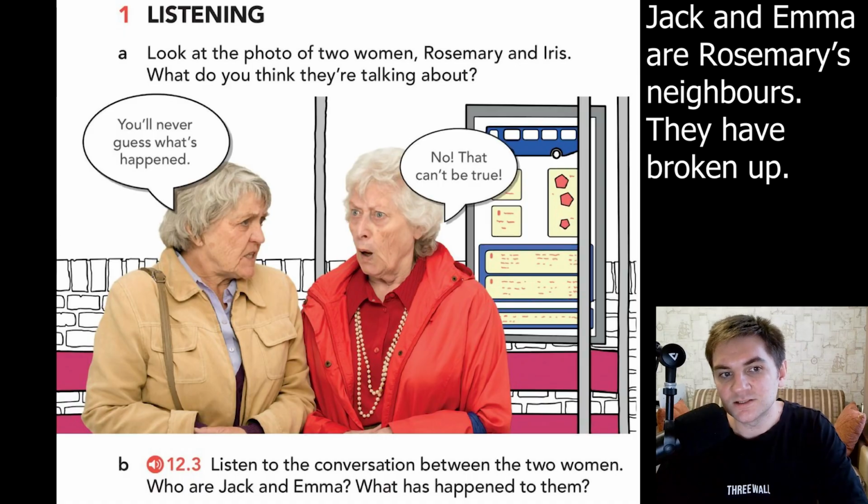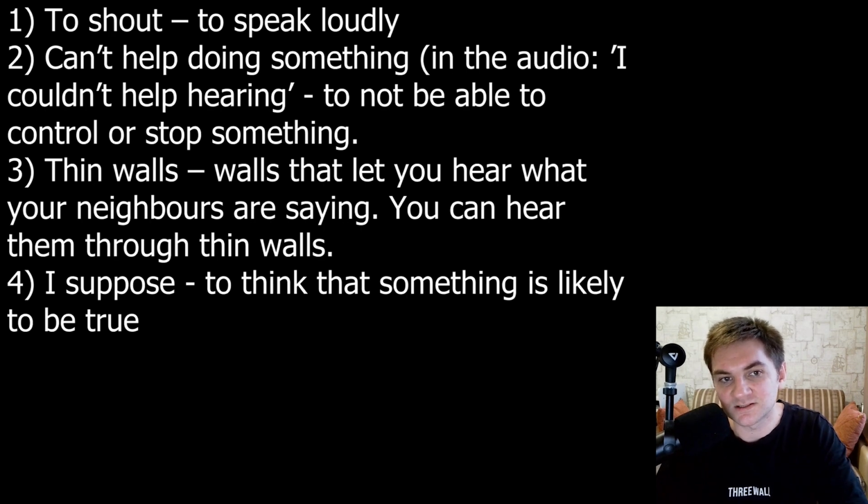Actually, Jack and Emma are Rosemary's neighbors. They have broken up. In other words, their relationship ended, and ended badly. That is the main point here. I hope you got it. Let's move on. Before the second task, I'd like you to revise some vocabulary.